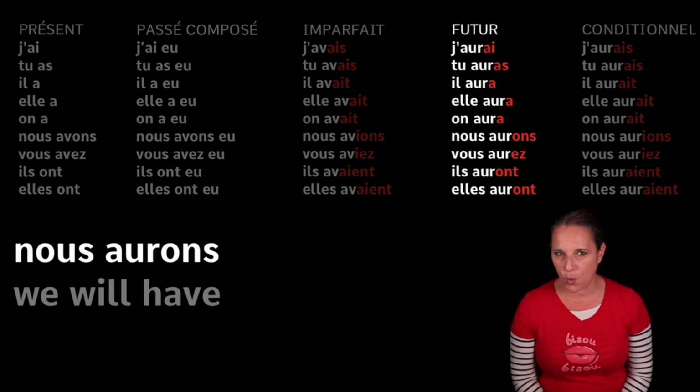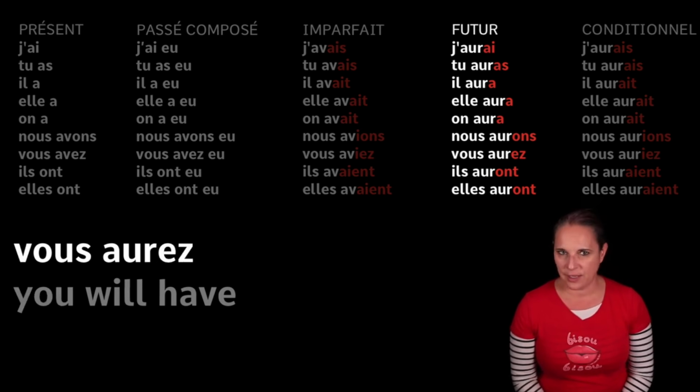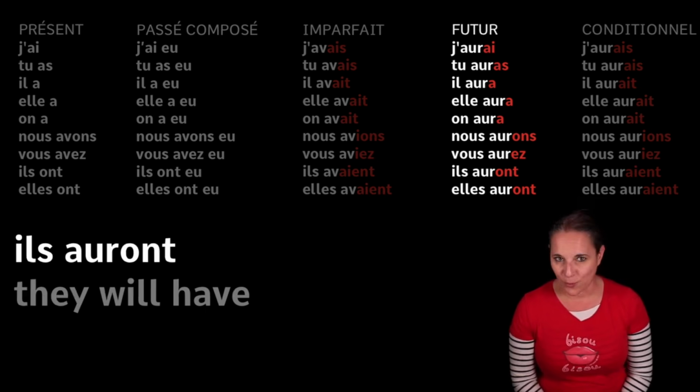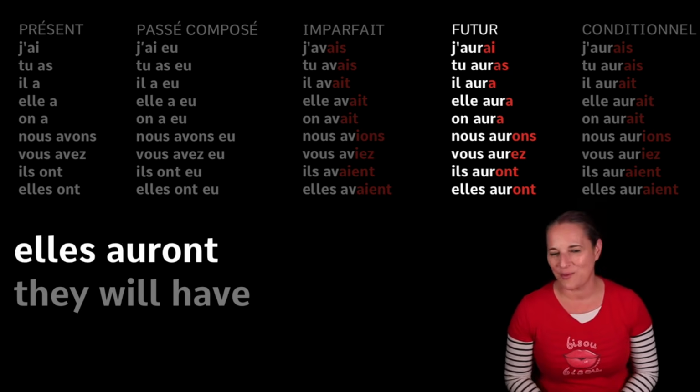Nous aurons. We will have. Vous aurez. You will have. Ils auront. They will have. Elles auront. They will have. So it's ils auront, elles auront.